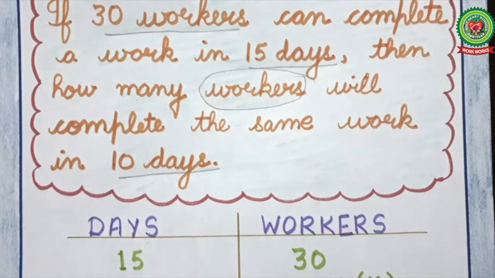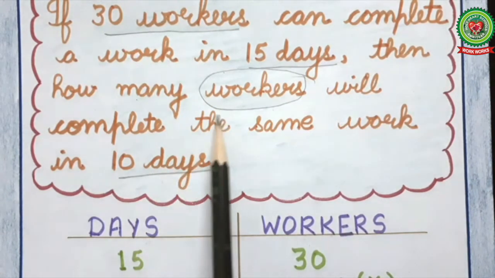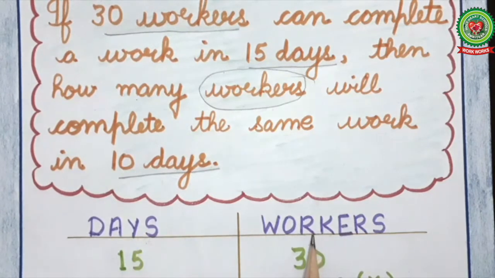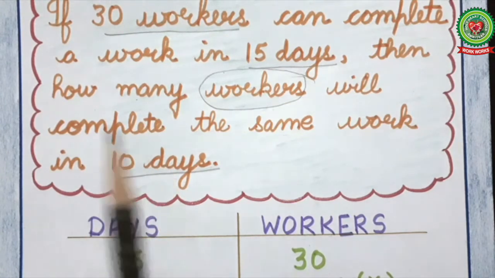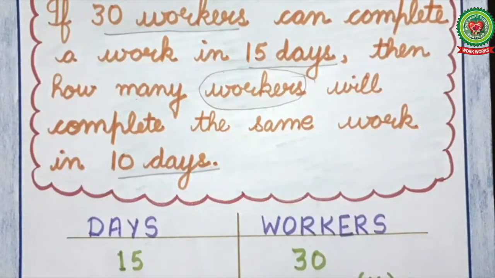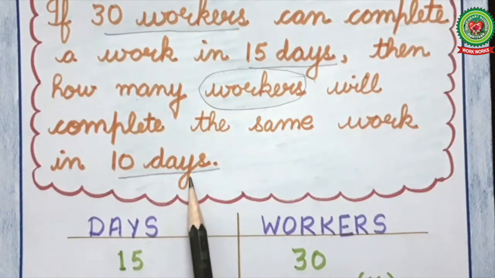Here, first step is to draw a table and write down the information which is given to you on the left hand side and which you need to find on the right hand side. From the question, we need to find the workers for 10 days. So I have written days on left hand side and workers on right hand side. Now let's substitute the values. Here we have given 30 workers complete work in 15 days. So under the days column I have written 15 and workers 30. We need to find the workers for 10 days.